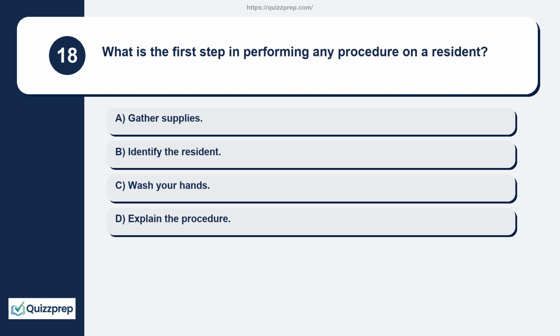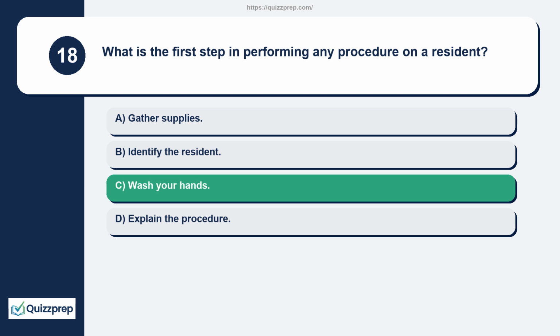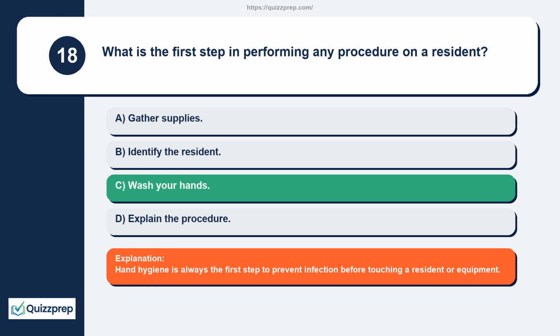Question 18. What is the first step in performing any procedure on a resident? Gather supplies. Identify the resident. Wash your hands. Explain the procedure. Hand hygiene is always the first step to prevent infection before touching a resident or equipment.